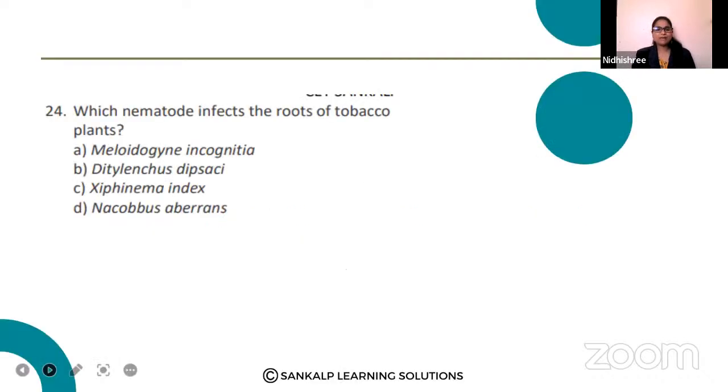Next, which nematode infects the roots of tobacco plant? Option A, Meloidogyne incognita. Option B, Ditylenchus dipsaci. Option C, Xiphinema index. Option D, Nacobbus aberrans. Option A, ma'am.